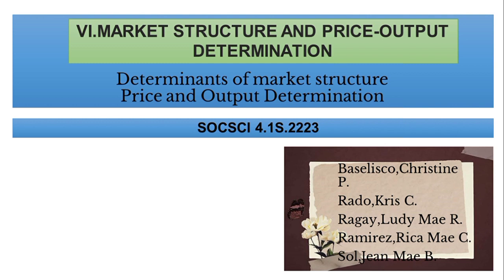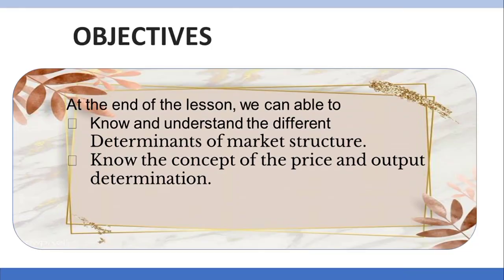We are the presenters of this topic, determinants of market structure, and price and output determination under the market structure. Here are the objectives. At the end of the lesson, we will be able to know and understand the different determinants of market structure and know the concept of price and output determination.